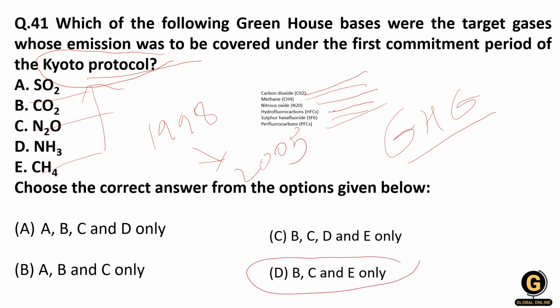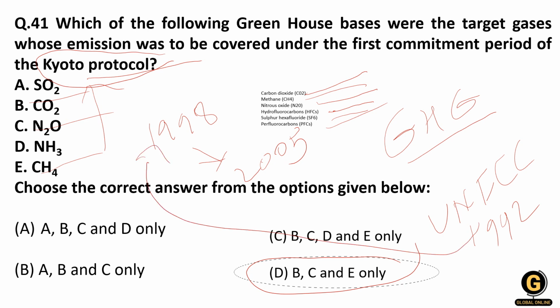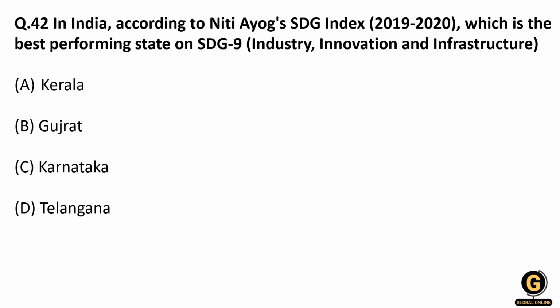So our correct option will be D, right? So remember, this Kyoto Protocol is an extension of UNFCCC, 1992. So this is extended, and the goals were extended in 1998, and it came into the effect in the year 2005. So these are the important points. You have to remember these greenhouse gases. All right. Now moving to the next.